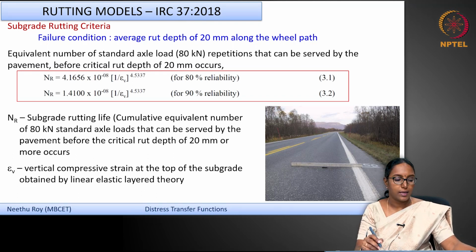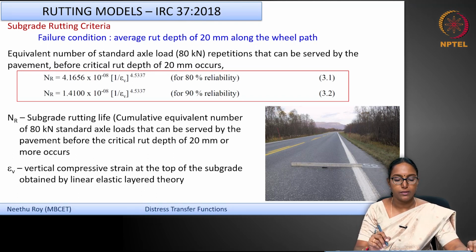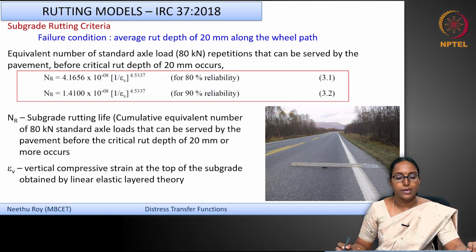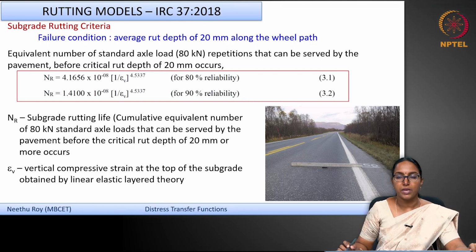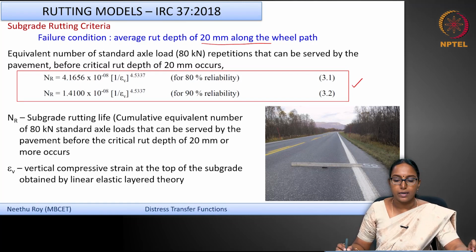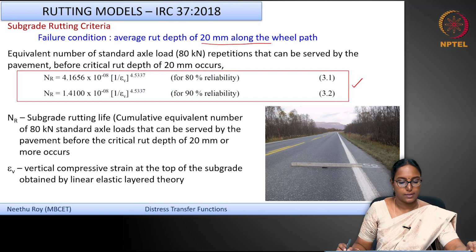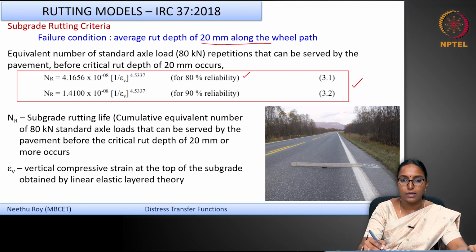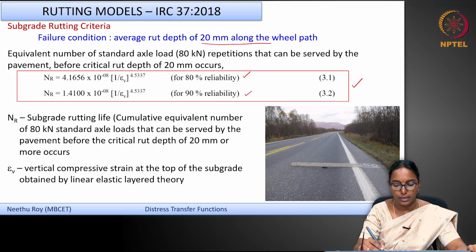Now, let us see how rutting is considered in IRC 37 2018. In IRC also, you consider subgrade rutting as the rutting criterion. The failure condition considered is an average rut depth of 20 mm along the wheel path. The distress transfer functions are given correlating the equivalent number of 80 kN standard load repetitions that can be served by the pavement before a critical rutting failure of 20 mm occurs. As I said, it is given for two reliability levels in IRC 37: one for 80% reliability level, and the second for 90% reliability level.